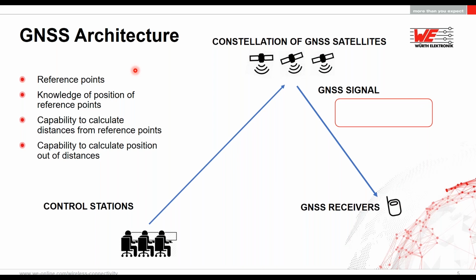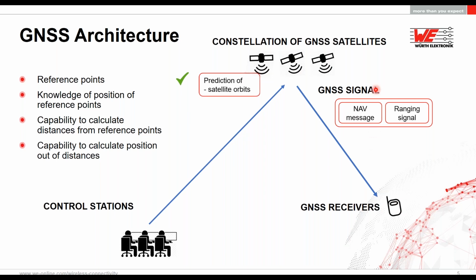On the basis of the previous slide, let's see how we can determine position in GNSS. We learned that we need reference points. In GNSS, the reference points are the satellites. We need to know the position of these reference points. Control stations around the Earth can predict satellite orbits, calculate their position, and send this information to the satellites. This information will be integrated in the GNSS signals transmitted by the satellites.